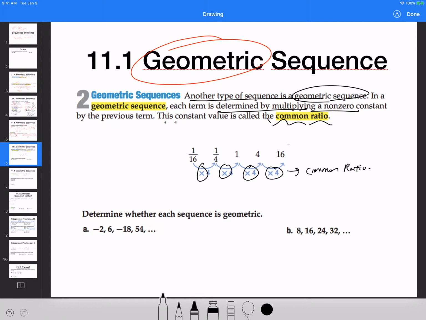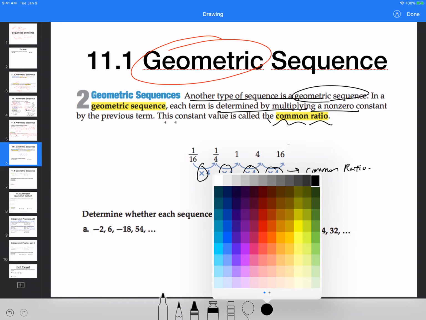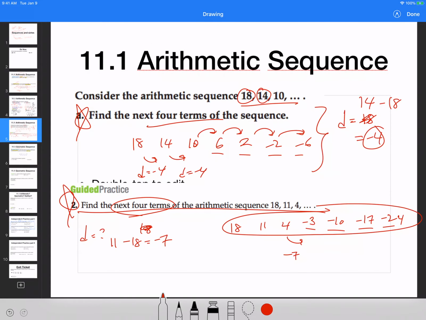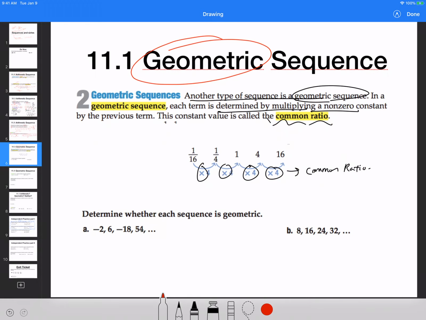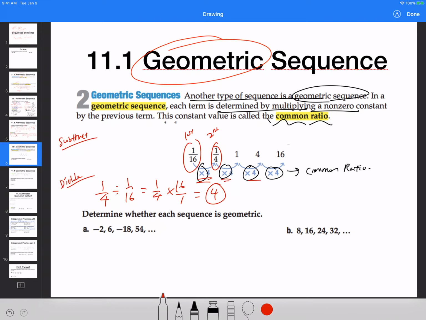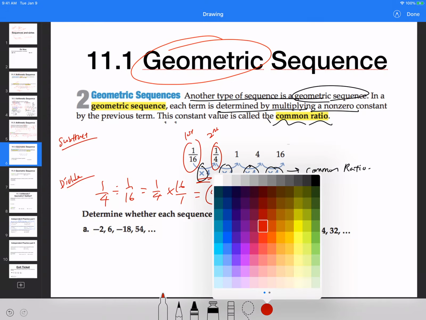So how would you be able to solve for these common ratios? Just like yesterday, when we were talking about common differences, you take a look at the second term and the first term, and you simply subtract them. Well, for the common ratio, you take the second one and the first one, and you simply divide them. So if you were subtracting yesterday, you divide today to find the common ratio. You take 1 over 4, divide by 1 over 16, keep, change, flip, and you get 4, and that's your common ratio.